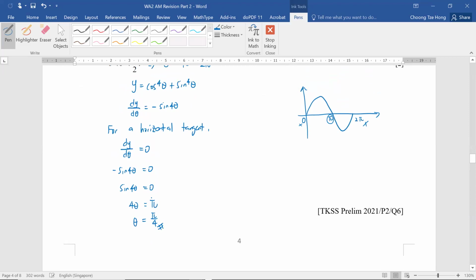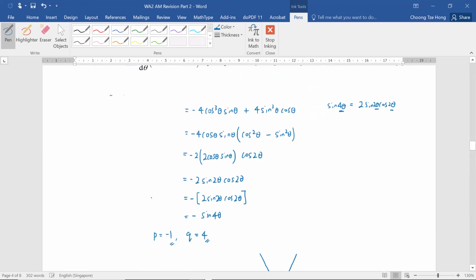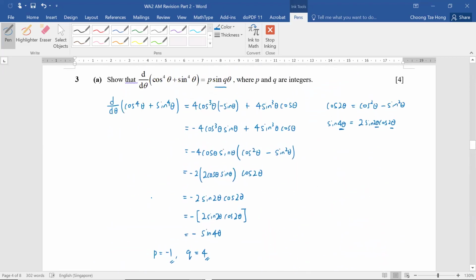Okay, so the key thing is how to differentiate trigo functions using the chain rule. And then after that, you must always be prepared to use trigo identities and the double angle formula and such to simplify the expression.